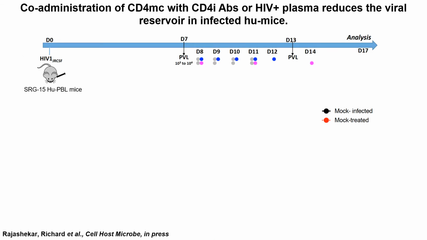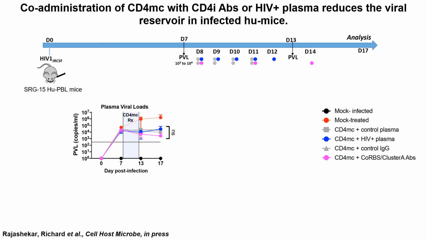To evaluate the impact of such treatment during acute infection, we generated SRG15 humanized mice using human PBL. Humanized mice were then infected with HIV-1 CH-CSF. After confirming plasma viremia at day 7, mice were treated with CD4 mimetic in combination with control plasma, HIV-1 positive plasma, control IgG, or co-receptor and cluster A antibodies.